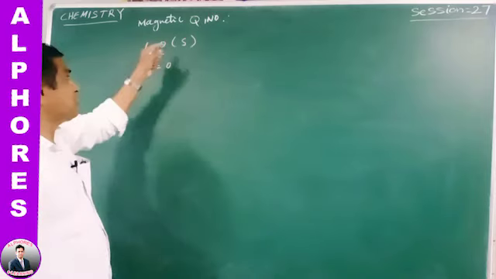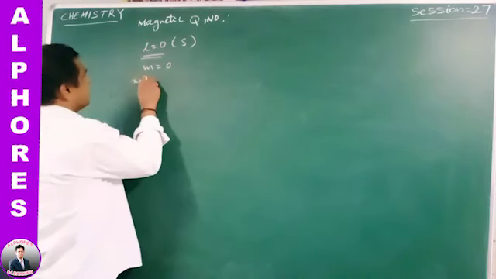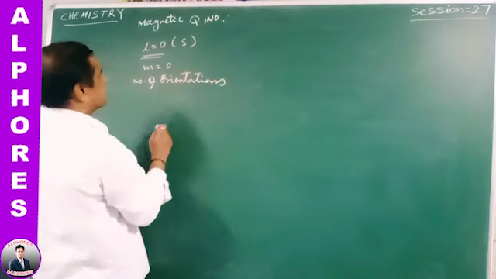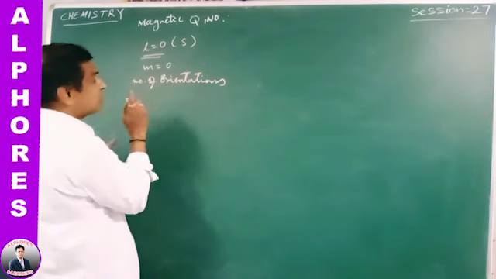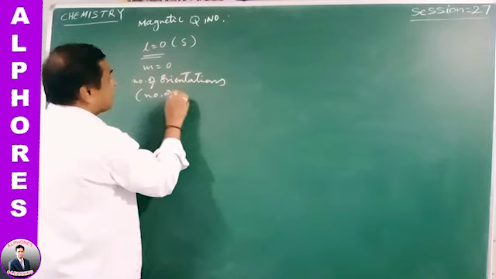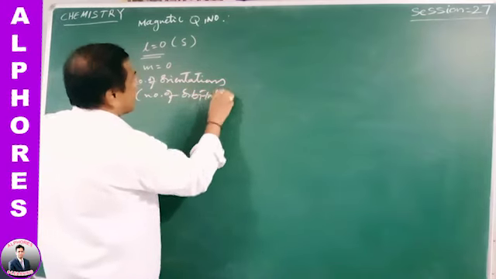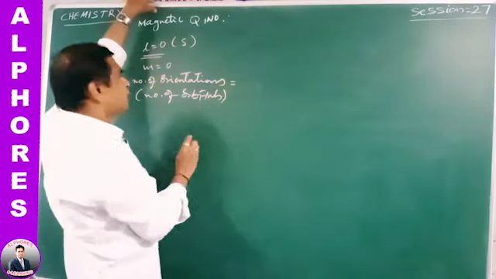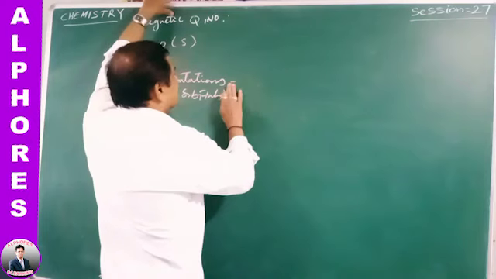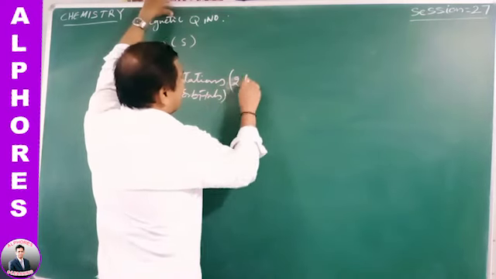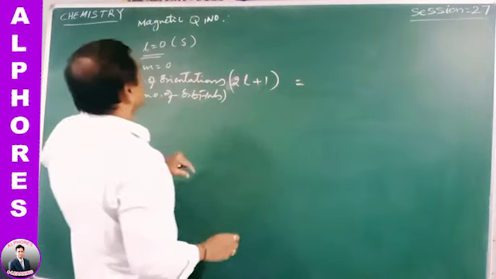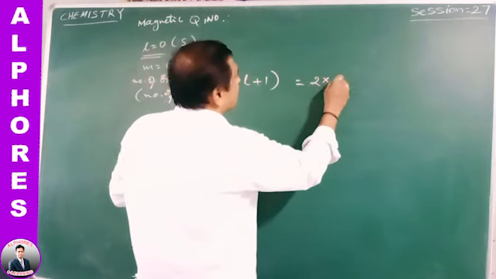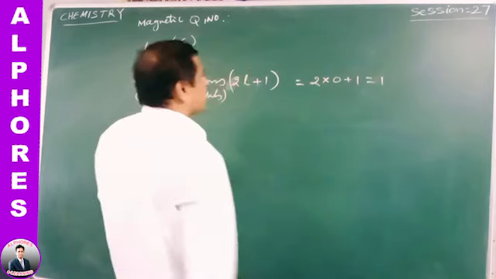How many orientations are possible with this? The number of orientations indicates the number of orbitals. What is the formula for that? It is 2L plus 1. Applying it here, 2 into the L value 0, plus 1, that is equal to 1 only.